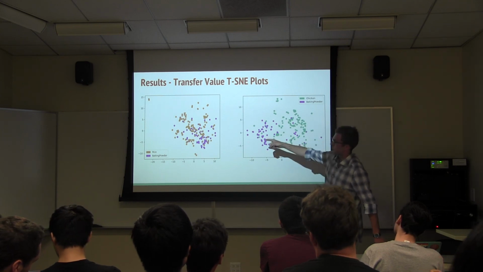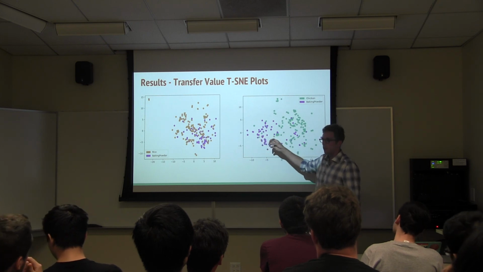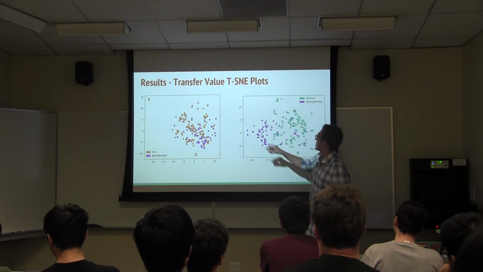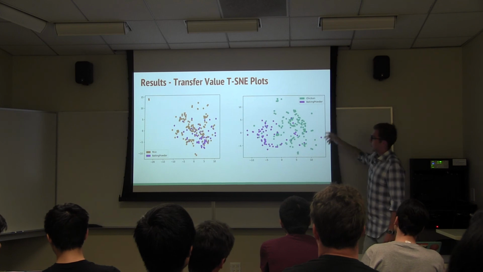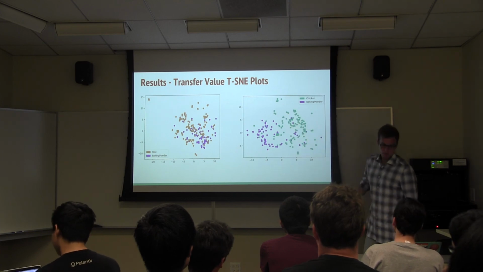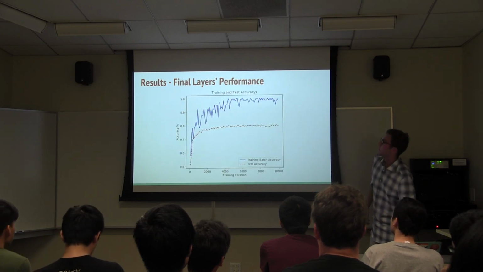Here it's interesting because rice and baking powder are both white, granulated ingredients, so there's not as much separation. But if you look at chicken and baking powder, you can see a somewhat clear separation in the dimensionality reduction plot.